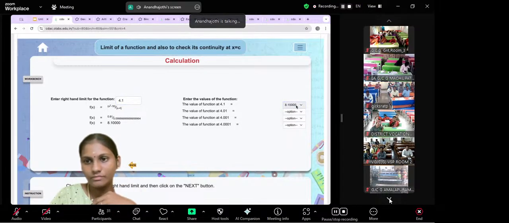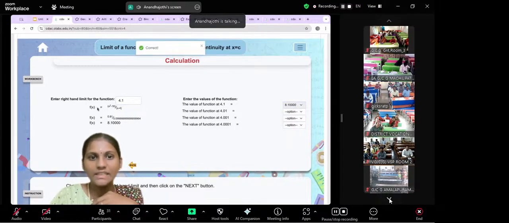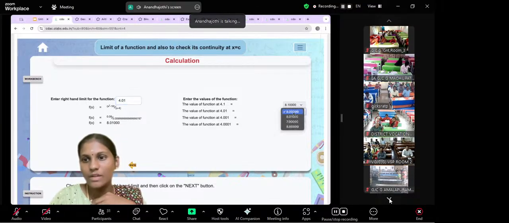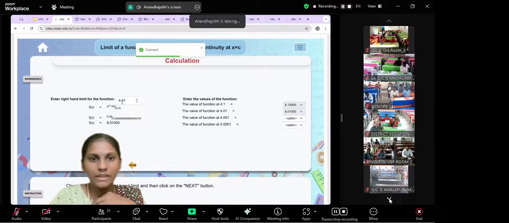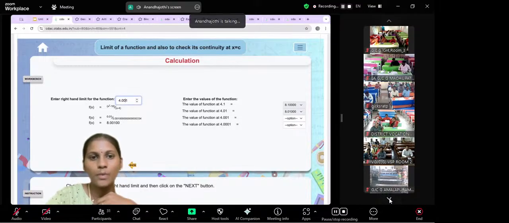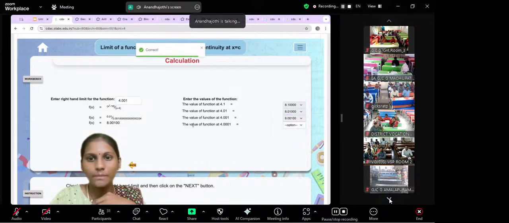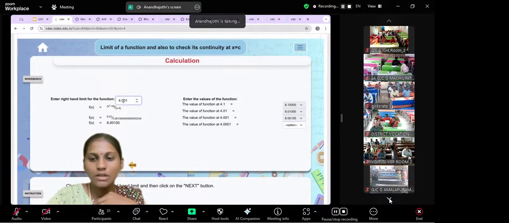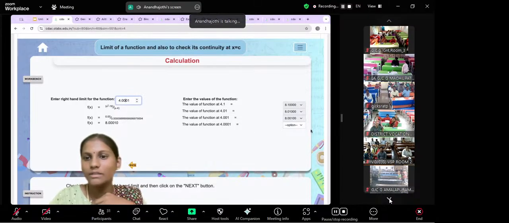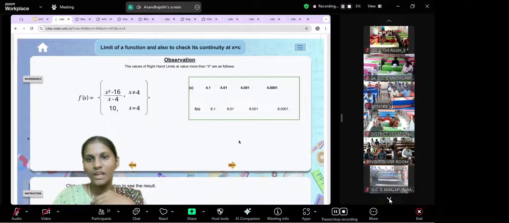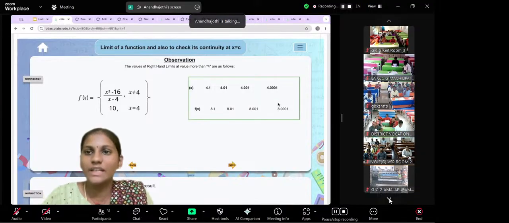8.1. Okay. The second one is 4.01, so the answer is 8.01. Similarly, the third is 4.001, and the answer is 8.001. Another one is 4.0001, and the final answer is 8.0001. Right?